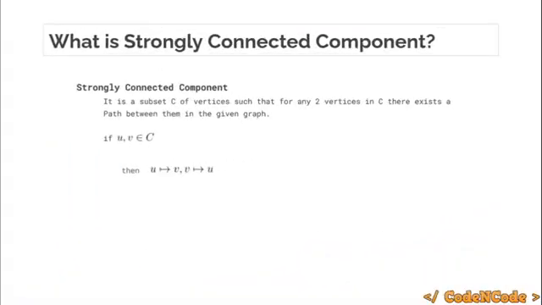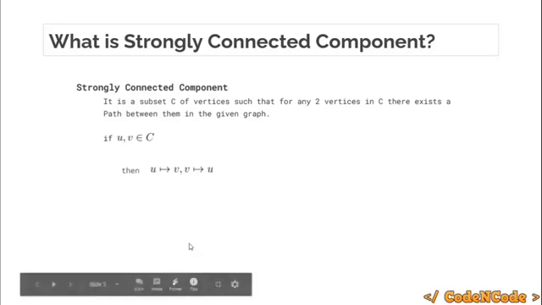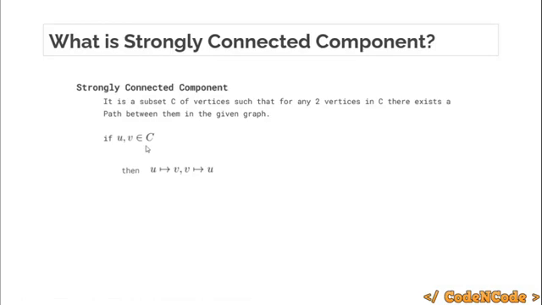So before we start, we must know what we are going to study. We are going to study strongly connected components, and what are those? Strongly connected components are a subset C of vertices such that for any two vertices in the set C there exists a path between them in the original given graph. So C is a subset of the original vertex set of the graph, and C is such that for every two nodes in set C there exists a path from V to U and from U to V.